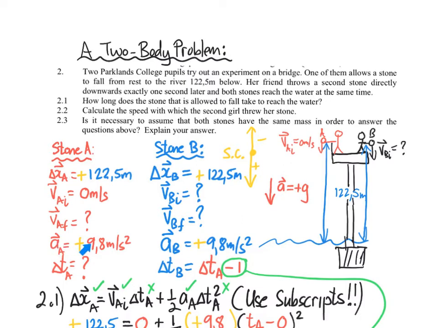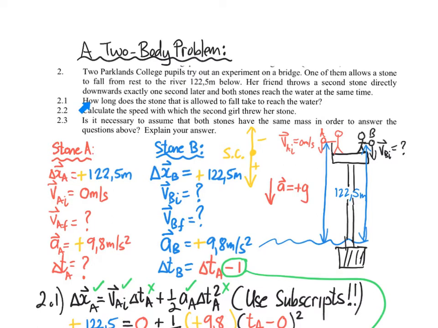So once they've left the hands of the two girls, both stones are under the influence of gravity only, so they're in free fall, so they both have the same acceleration. When it comes to the time that stone A travels, we don't know what it is. We call it delta tA. That's the time interval that the stone takes to go from there to there. But we do know that the time interval of stone B is 1 second less.